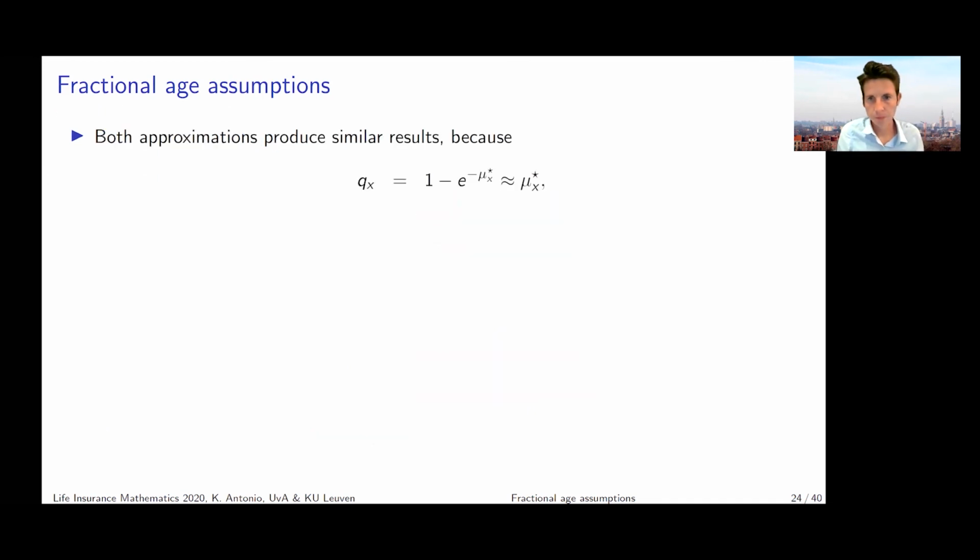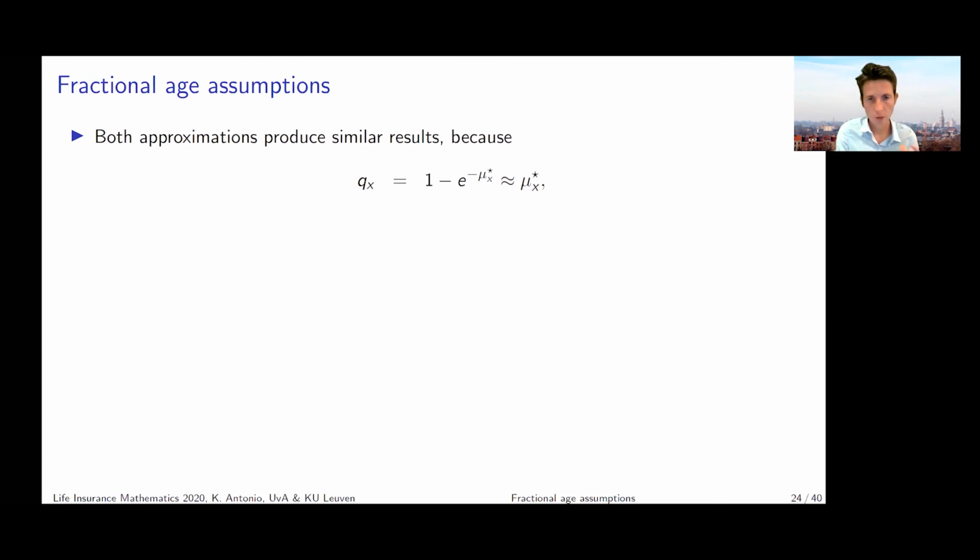Good. Some final considerations here. We discussed two types of fractional age assumptions. We've got the UDD on the one hand, and we've got the piecewise constant force of mortality on the other hand. So what we want to reflect a bit upon is, are these assumptions in fact a little bit similar when it comes to the approximations that they make? And that turns out to be the case.